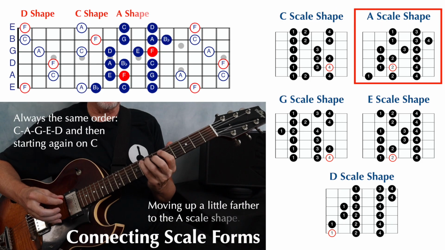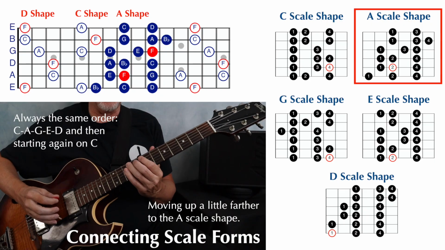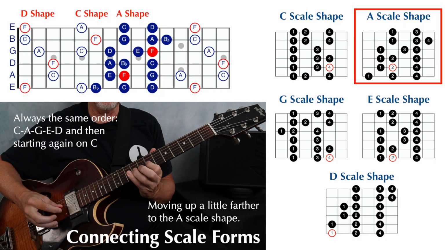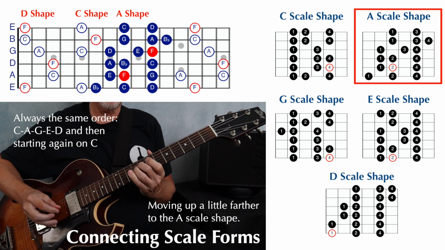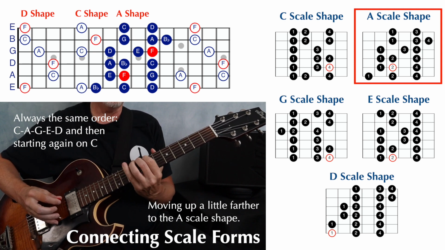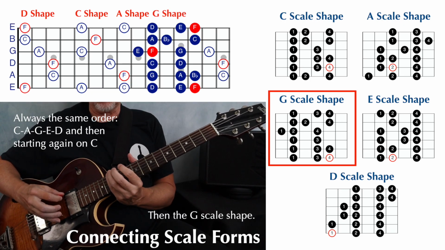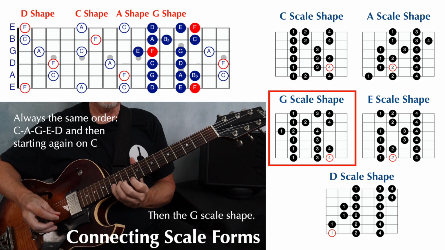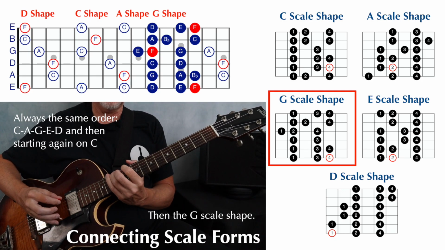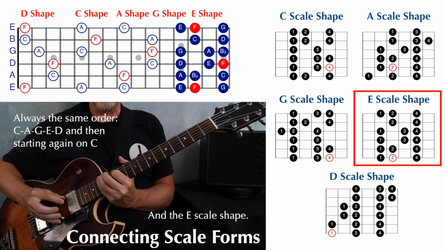Next in the CAGED order is A. So we play the A scale form, so we're moving up slightly. Next is G, and that takes us over here. And then the E form.